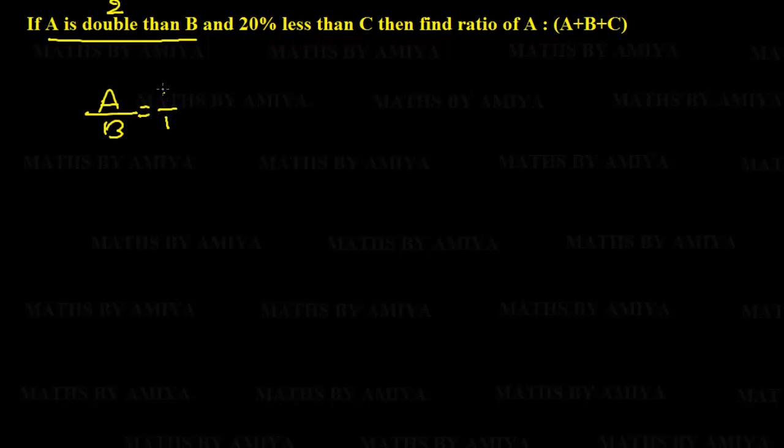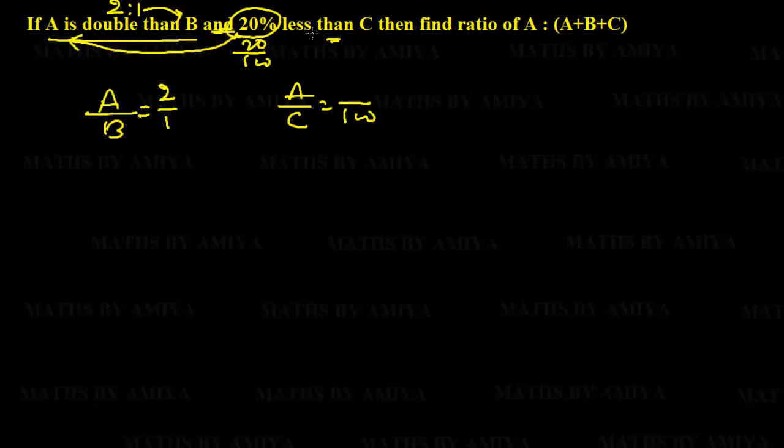So B is 1, A is 2, because double is 2 is to 1, then is with B. So 1 goes in the denominator, then B. 20% is nothing but 20 by 100, and it goes with A, that is the subject, means A is 20% less than C. So we are working on A by C. Than is with C, so 100 goes with C. And 20% less means 80.